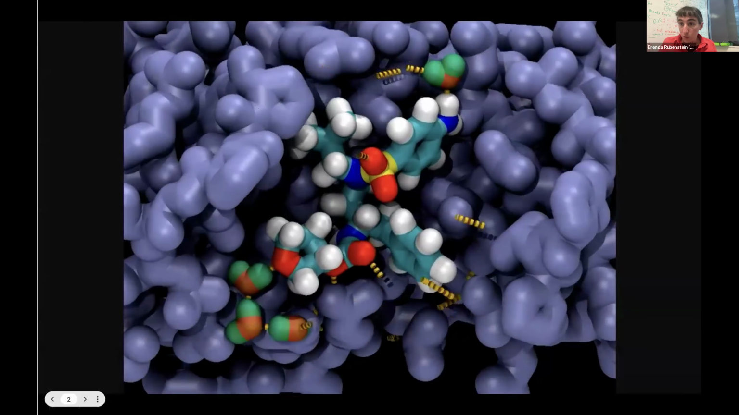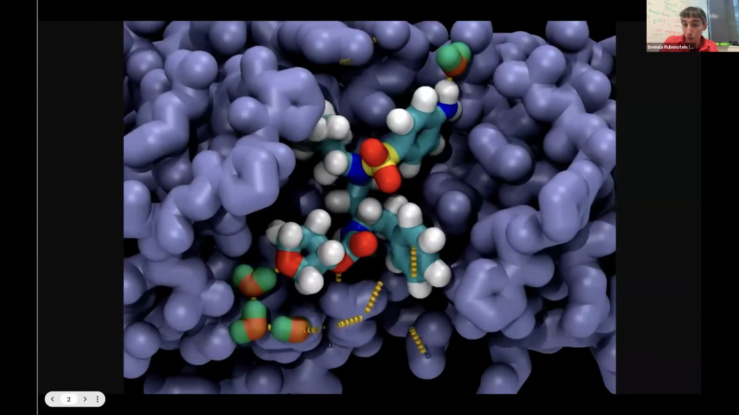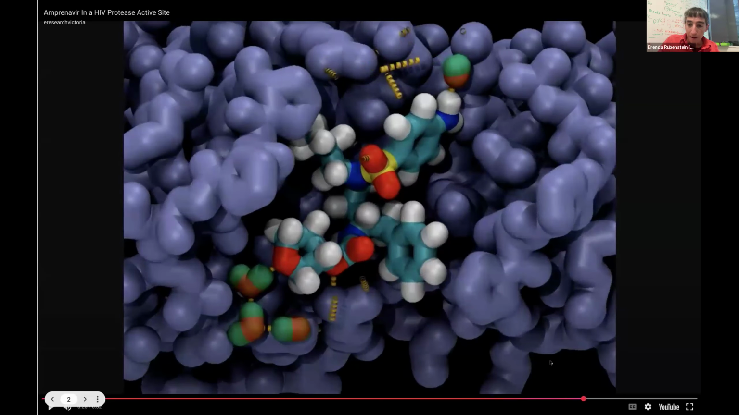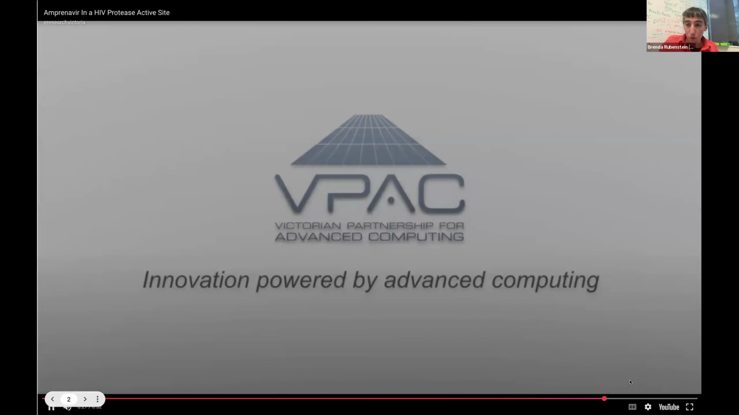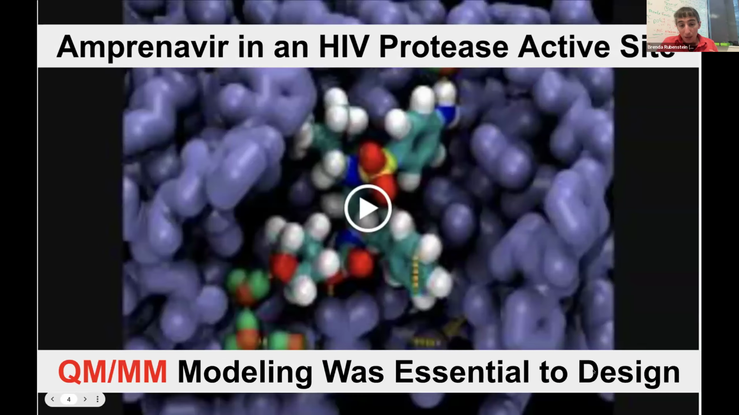People have used this for decades and decades. It won the Nobel Prize in 2013. But the problem with this technique over the years is that it's not necessarily accurate and it's certainly not very fast. Many companies over the years have used QM/MM to design molecules like this. This is an example where they use QM/MM to exactly match the HIV-1 protease binding pocket so that they can create a drug that just fits right in there.